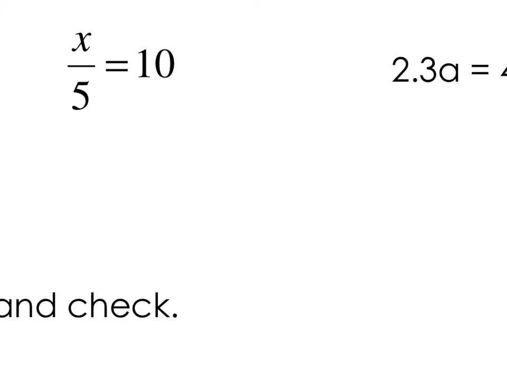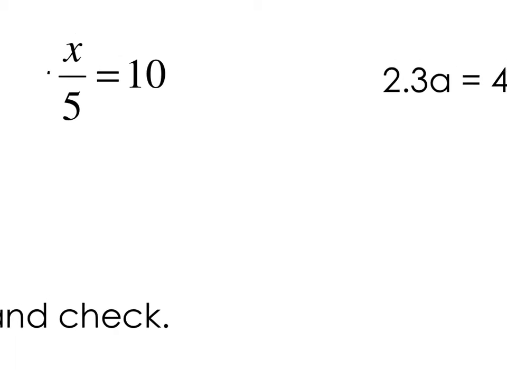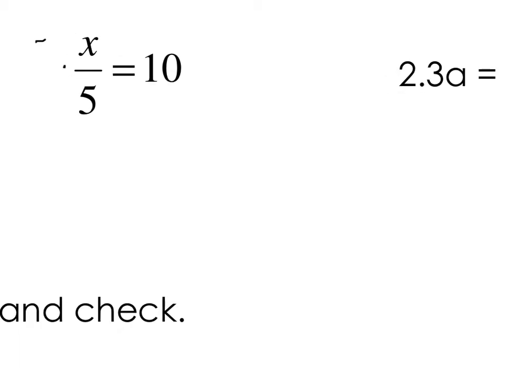We need to solve for x in this equation. We don't want x divided by 5. We just want x. So let's multiply both sides of this equation times a positive 5. Whatever we do to the left, we have to do to the right.